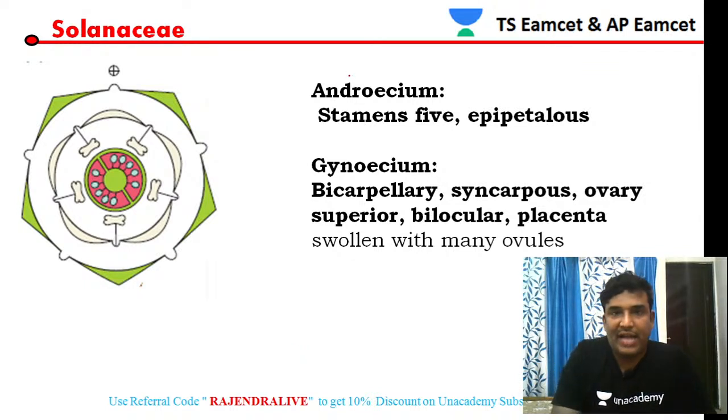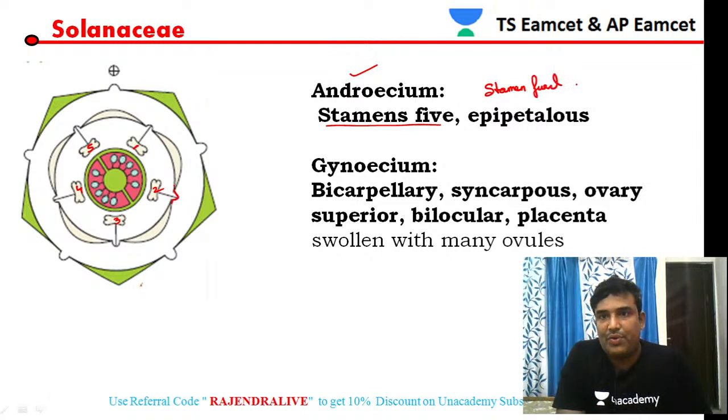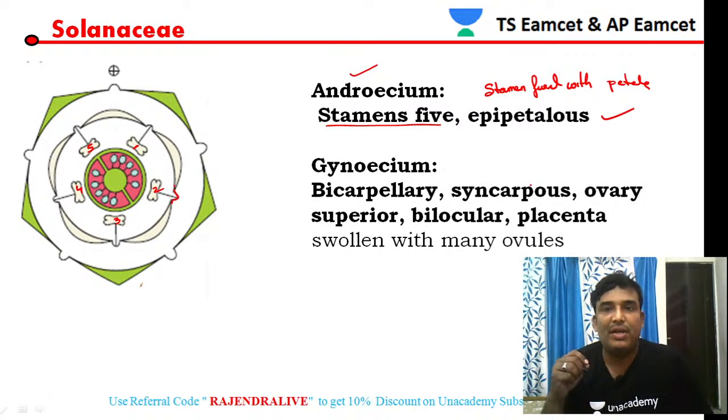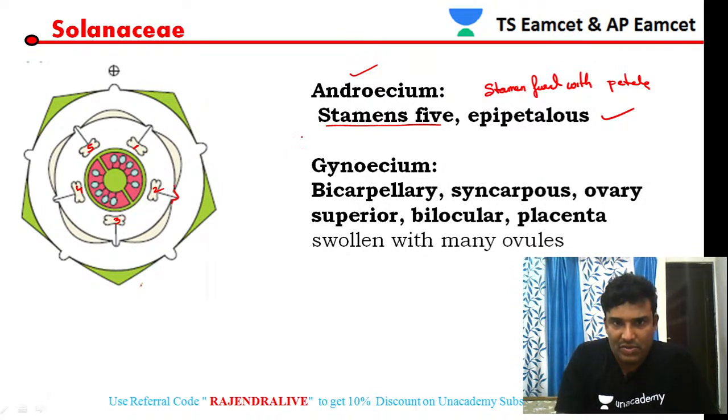So let us see about the androecium. If you see the androecium, there are stamens. How many stamens are present? 5 stamens are present. You can see this is 1, 2, 3, 4 and 5. And just now we were discussing, stamens are attached to petals. When stamens are fused with petals, such condition is called as epipetalous. So epipetalous condition is observed in this particular diagram. So that is about the androecium.